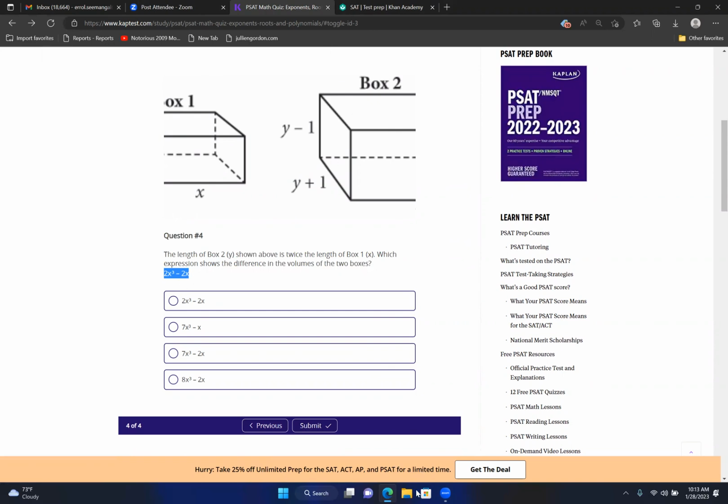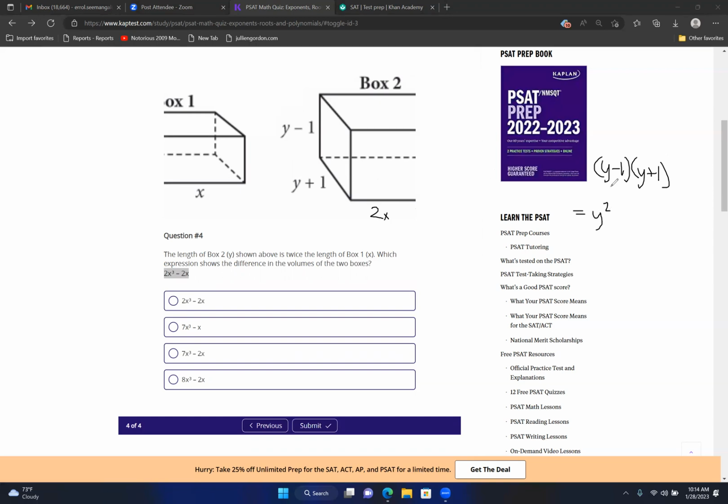Okay, so let's plug it in. If this is 2x right here, now we know that volume equals this number times this number times this number. So let's multiply these three together. What are these two multiplied together? y squared minus 1 times y plus 1. What is that if we multiply that? What's that equal to?